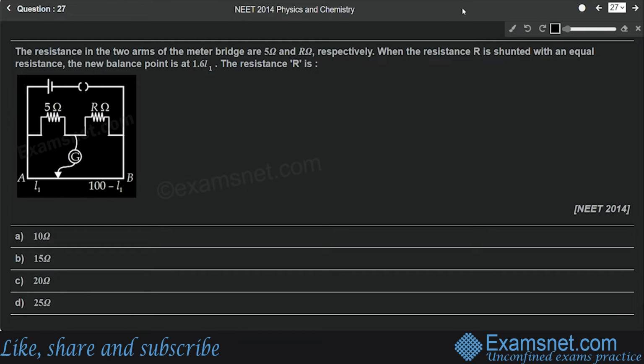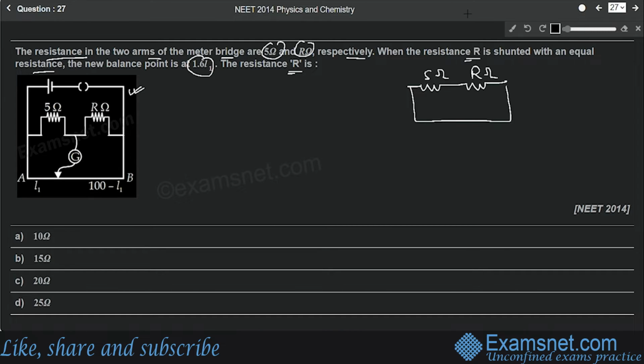Question number 27 is again from the chapter Current Electricity, and the question is, the resistance in the two arms of the meter bridge are 5 ohm and R ohm respectively. When the resistance R is shunted with an equal resistance, the new balance point is at 1.6 L1. The resistance R is, okay, so initially as shown in this figure, we have two resistances, 5 ohm resistance and R ohm resistance.